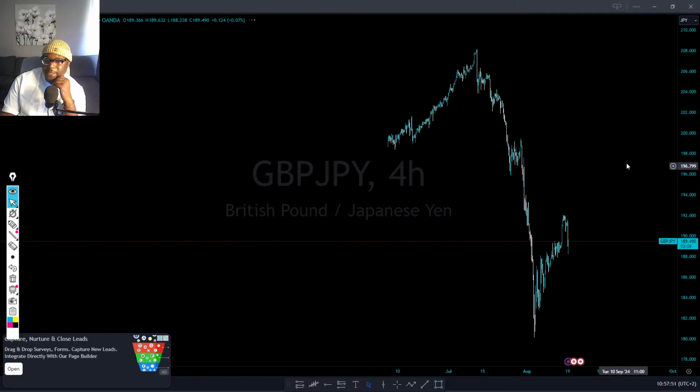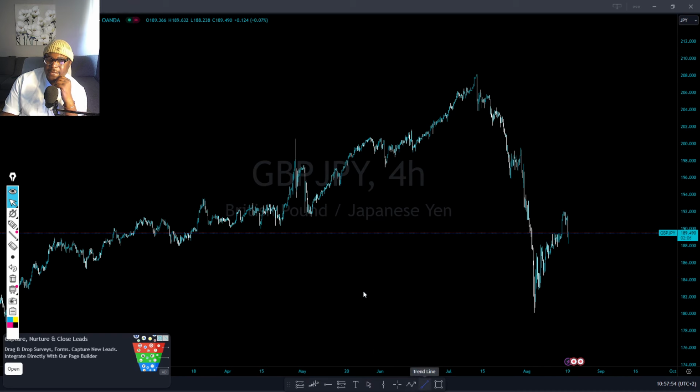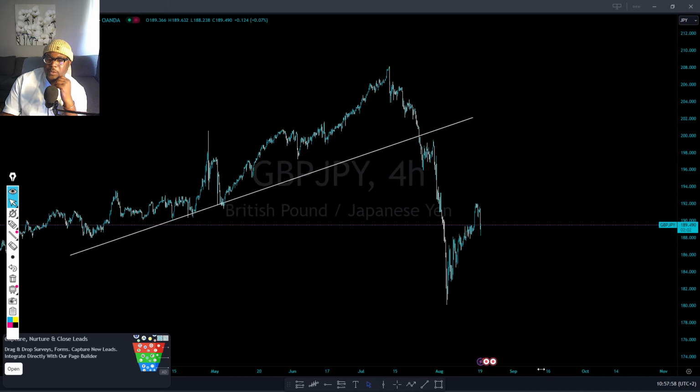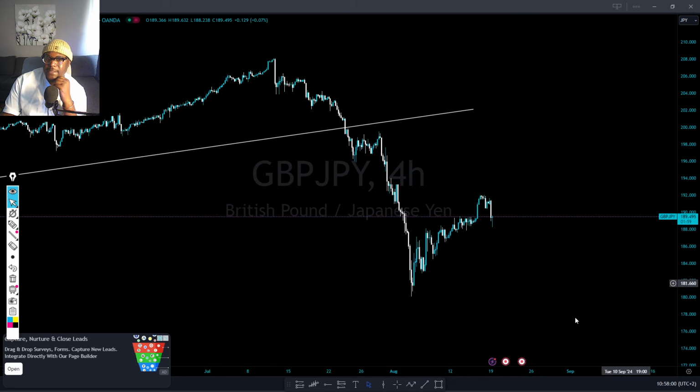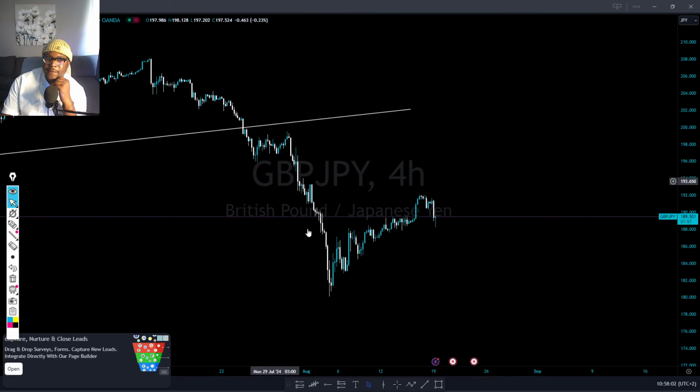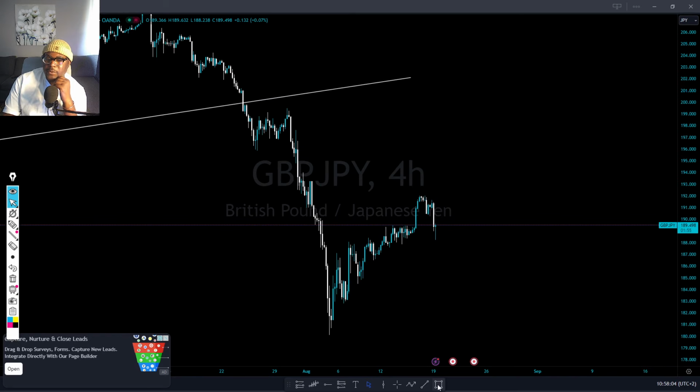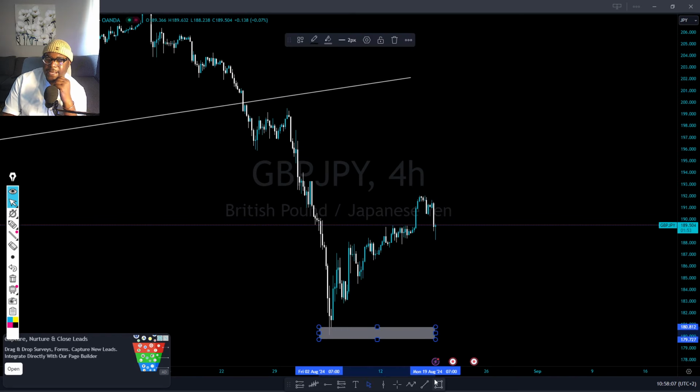GBP JPY, quite similar structures, guys, coming from this nice uptrend structure. Now the market is trying to show us some sort of reversal. We welcome that, because even though we're trying to get a proper reversal, it doesn't really mean that the market won't reverse. Yes, the market did sell. We can't just expect a straight move to the upside.